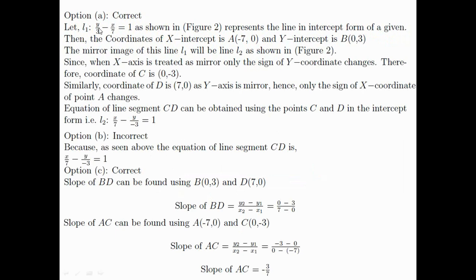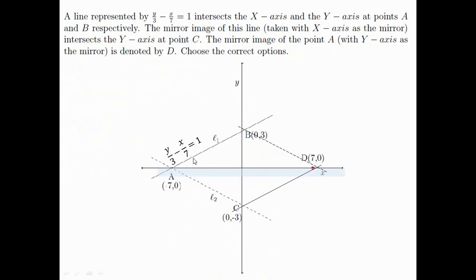So let L1, that is y by 3 minus x by 7 equals 1, represent the line in intercept form. Then the coordinate of the x-intercept is, as we have shown, (minus 7, 0), and the y-intercept is B, that is (0, 3). The mirror image of this line L1 will be the line L2 as shown in the diagram. The mirror image of L1 will be L2.